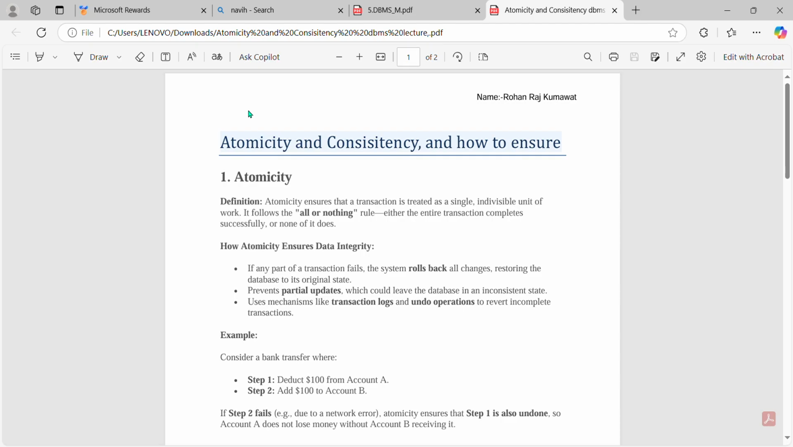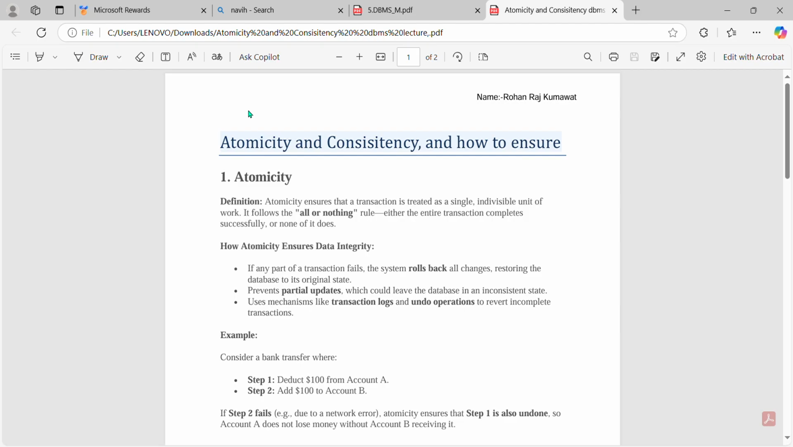First, if any part of the transaction fails, the system rolls back all changes, restoring the database to its original state. Second, it prevents partial updates which could leave the database in an inconsistent state. Third, it uses mechanisms like transaction logs and undo operations to revert incomplete transactions.